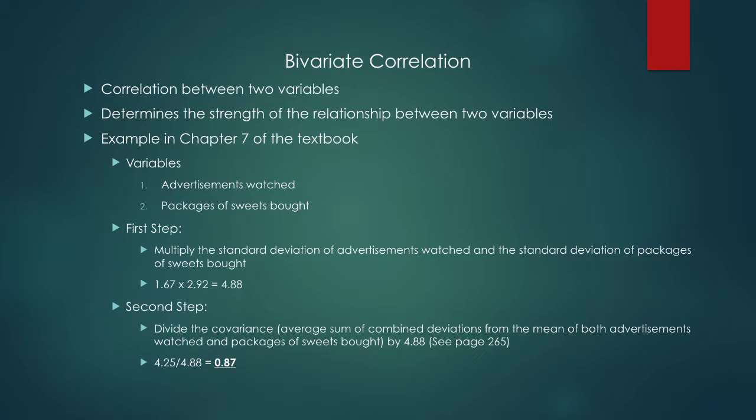The second step is to divide the covariance, which is the average sum of the combined deviations from the mean of both the advertisements watched and the packages of sweets. See page 265 in the textbook to figure out how to do the covariance. We divide the covariance, which in this example was 4.25, by our 4.88, and we get our answer of 0.87. Now that we have our answer, what does that mean?